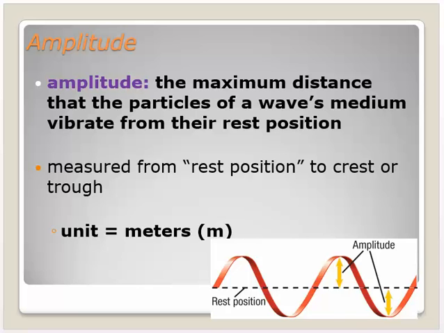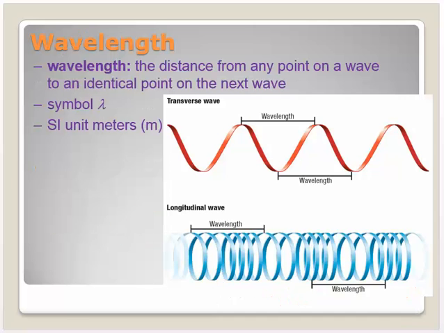All right, first thing we're going to talk about today is amplitude. Amplitude is the distance from the rest position. So here's our rest position. This right here is amplitude. The amplitude is the distance from the rest position to a crest or a trough. Again, from the rest position to a trough, rest position to a crest. We measure it in meters.